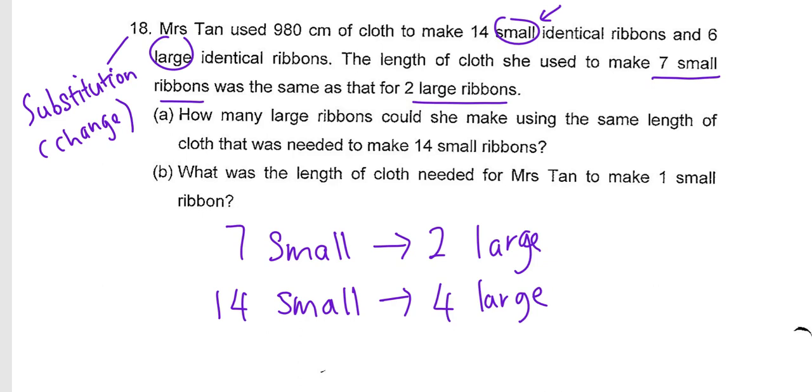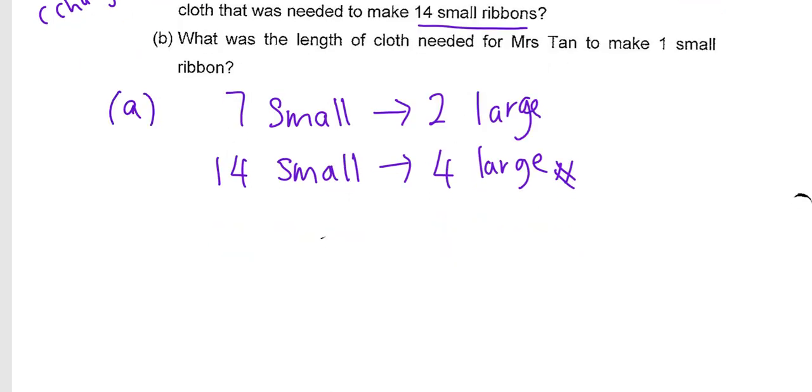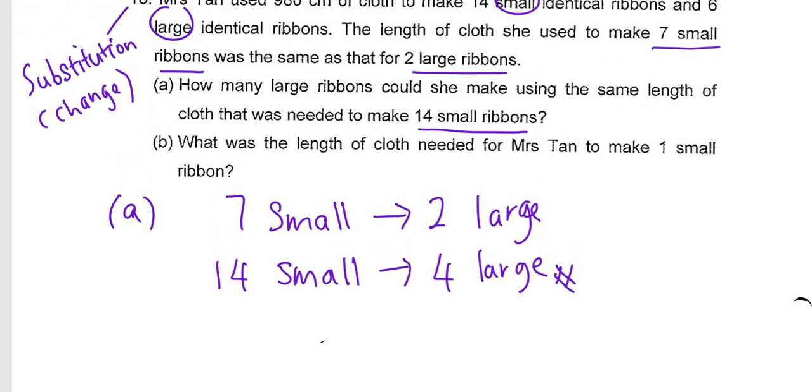Right? Going by proportion. 7 small was the same as 2 large. So instead of making 7 small, with the same length I can use it to make 2 large ribbons. So double it up, it means that if I can make 14 small, it's the same as me being able to make 4 large. Double of it. So I've already answered part A. How many large ribbons if you want to make 14 small? Instead of making 14 small, I can make 4 large. That is for the first part of the question, for part A. Okay.